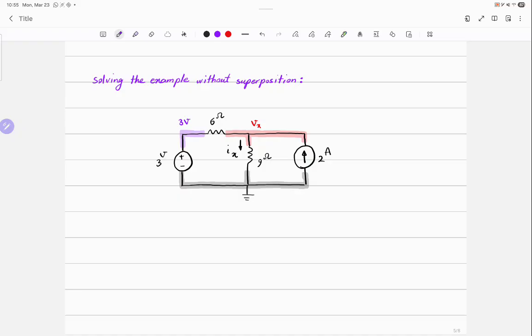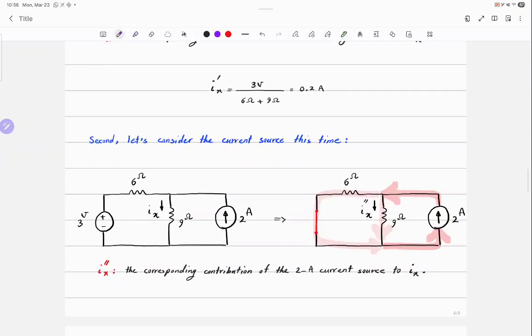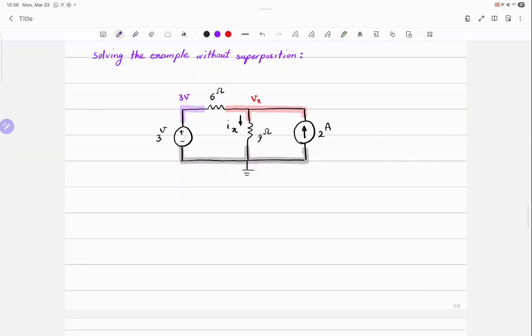Let me put it this way. What element is stopping you from applying current division to the circuit? The voltage source. The only way that you can apply current division is if the two resistors are in parallel. Are they? No. What is stopping you from considering them parallel? The 3 volt voltage source. Why were we allowed to do that before? Because we were using superposition. Okay? So you're not allowed to use current division here.